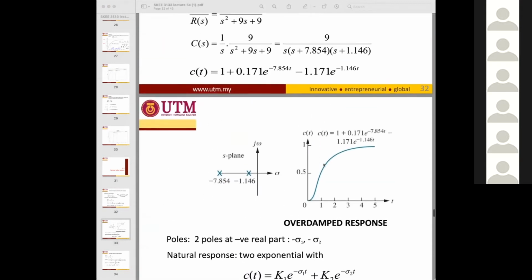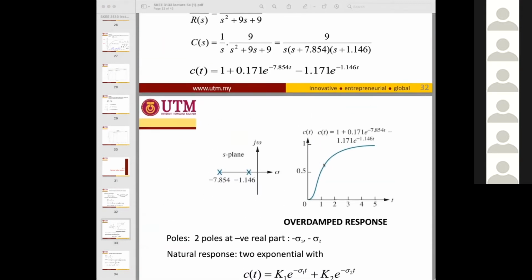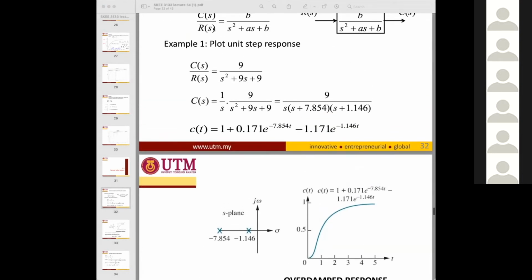So it has two real axis values from here. Okay, so this one has two real axis. This quadratic, if you find the roots, roots. Do you know roots or not?